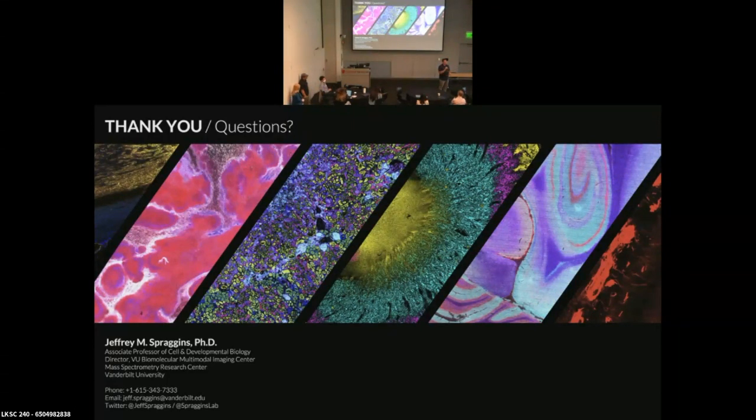So if you have a very targeted protein that you have an antibody for, go do immunofluorescence. That's what I would tell our collaborators. If you have some unknown thing that you're looking for, then maybe imaging mass spec is the right tool.